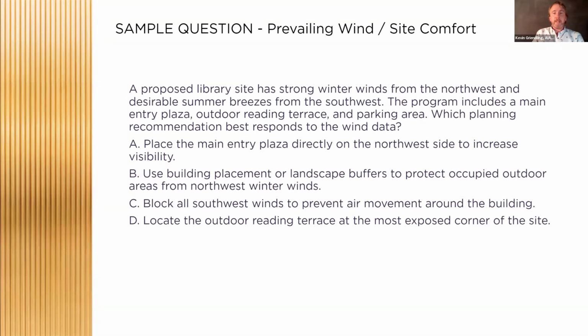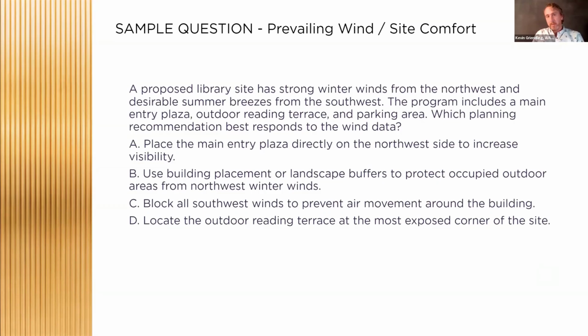A proposed library site has strong winter winds from the northwest and a desirable summer breeze from the southwest. The program includes a main entry plaza, outdoor reading terrace, and parking area. Which planning recommendation best responds to the wind data? Place the main entry plaza directly on the northwest side to increase visibility. Use building placement or landscape buffers to protect occupied outdoor areas from northwest winter winds. Block all southwest winds to prevent air movement around the building. And locate the outdoor reading terrace at the most exposed corner of the site.